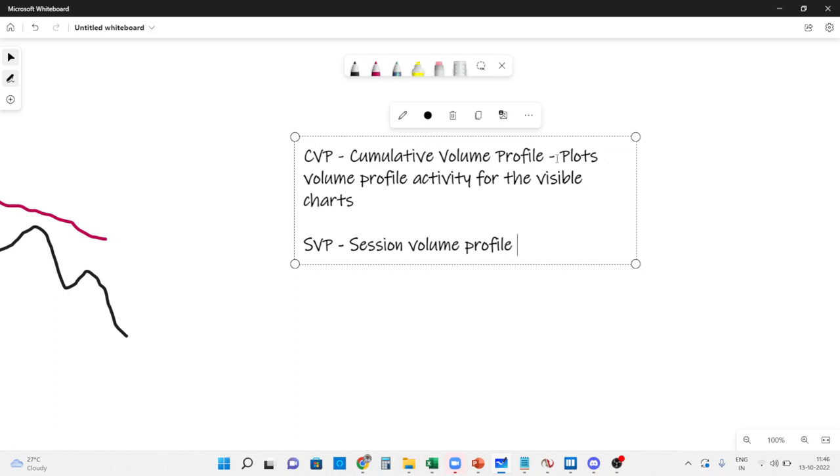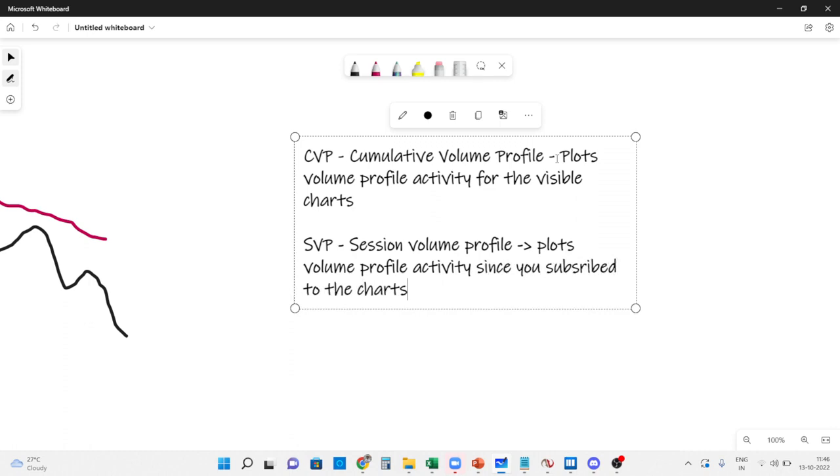If you have the last 10 days of data since you subscribed, it plots the volume profile activity since you subscribed to the charts. It means if I have 10 days of activity, I'll get 10 days of volume profile. If your friend is subscribed only for 5 days of activity, your friend will get only 5 days of volume profile.